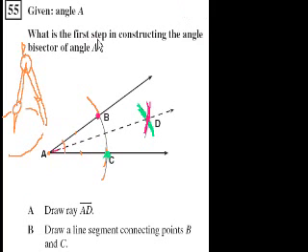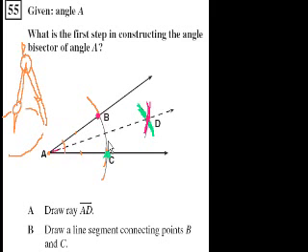So let's see. They say, what is the first step in constructing the angle bisector of angle A? So they say, draw AD, ray AD. Well, no, that seems like that would be the last step. Then you're done, right? Draw AD. That is the angle bisector. Draw a line segment connecting points B and C. A line segment. No, that's useless. You don't need a line segment.